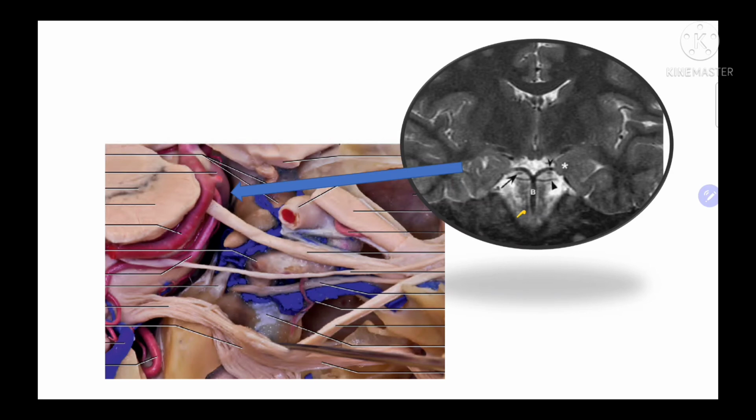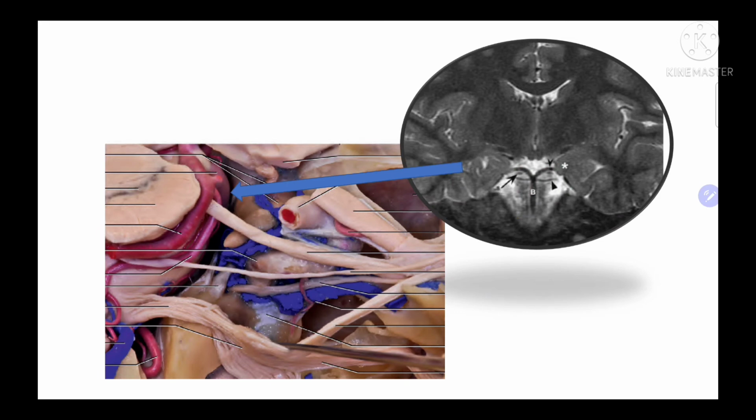In this coronal picture is the oculomotor nerve. For example, this is the basilar. Remember, this is the superior cerebellar artery, and this is the posterior cerebral artery. And in yellow, remember these structures here. Okay, it's an easy way to identify this nerve.